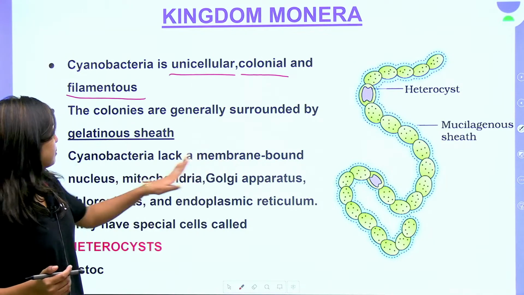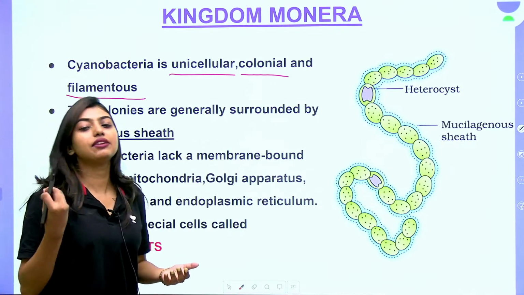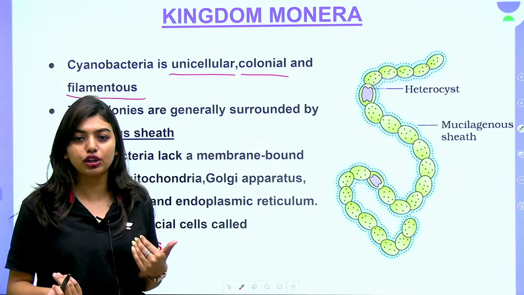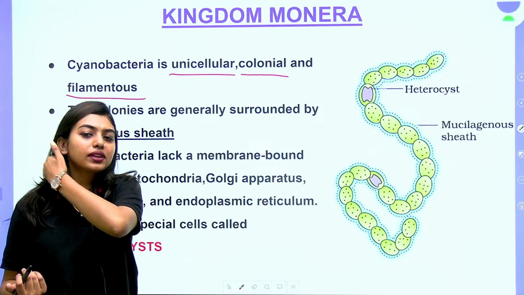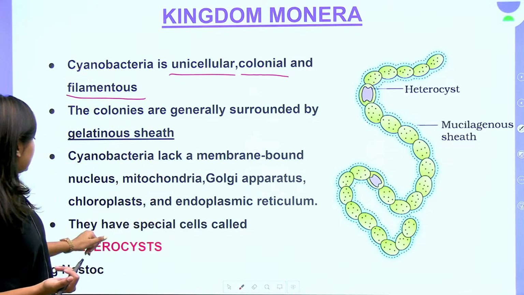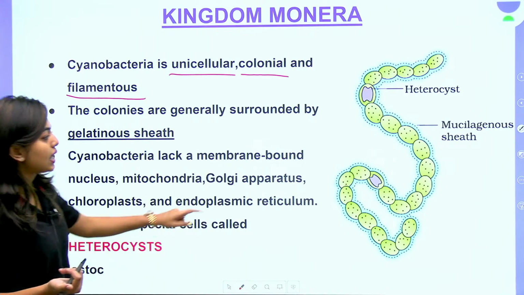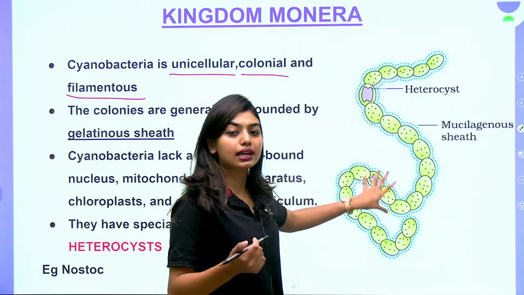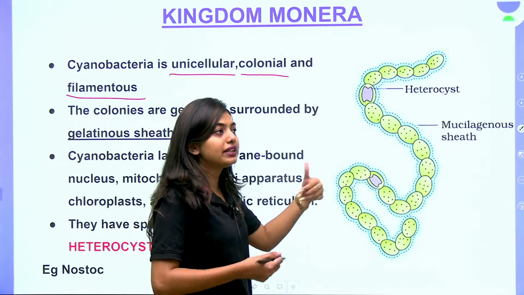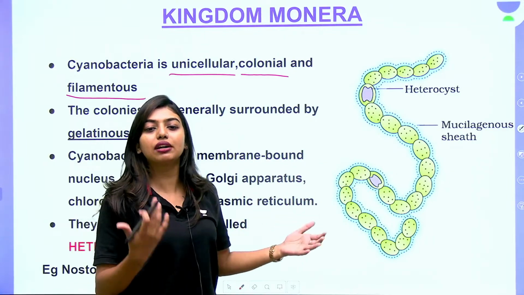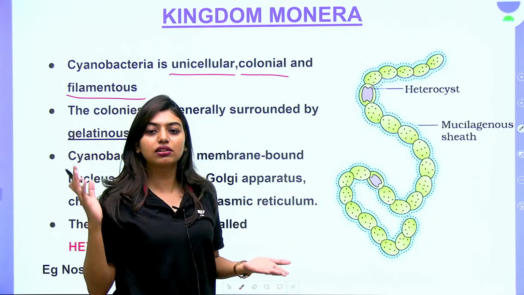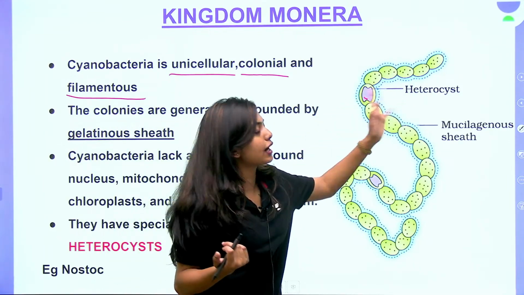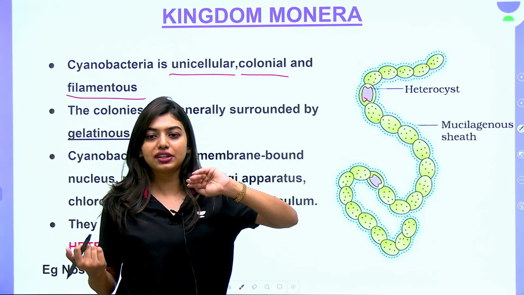Cyanobacteria lack membrane-bound organelles. They are very small and primitive, so they will not have all the organelles. Clear? Now, they have special cells called heterocysts. These are the heterocyst cells shown in your NCERT, and this is a diagram from your NCERT. I haven't taken diagrams from outside because it would be confusing. So, this is the heterocyst, the nitrogen-fixing cell.